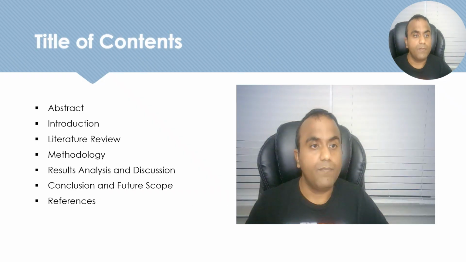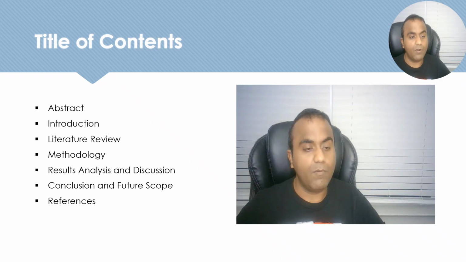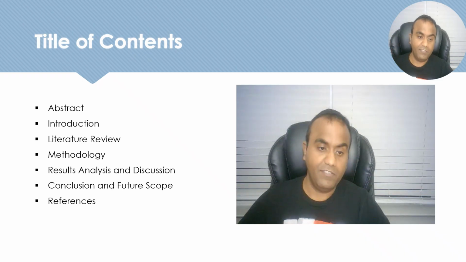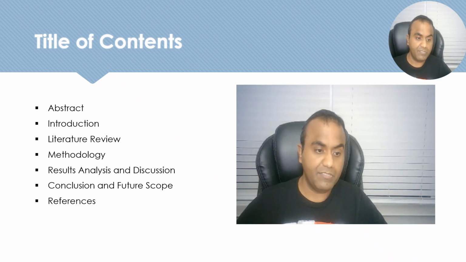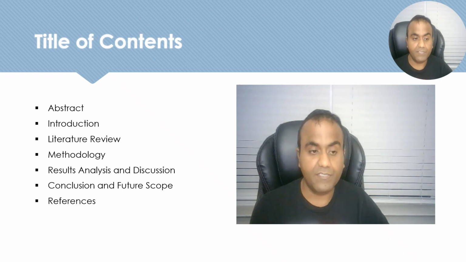So first of all, what are my title contents? Basically, I'm going to talk about the abstract, introduction, literature review, methodology, result analysis and discussion, conclusion and future scope, and then I listed out the references that I used.